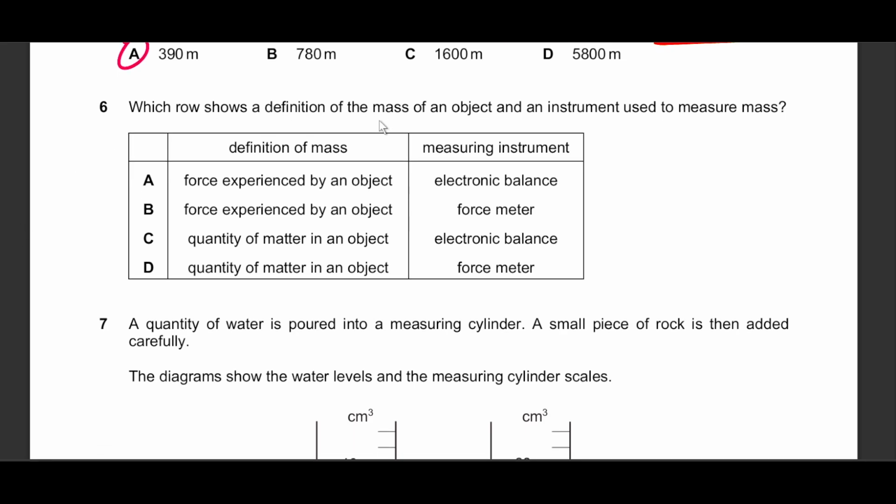Question 6, definition of mass and measuring instrument, is very straightforward. It's not a force, it's actually quantity of matter or amount of matter. A force meter is used for weight, which is in newtons. An electronic balance is a better choice for part C.